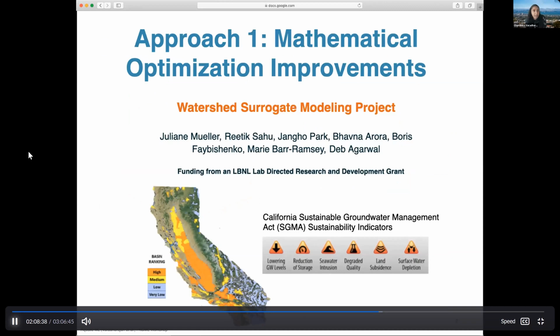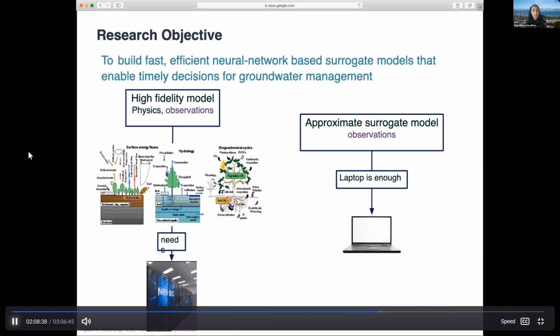This research was motivated by California's historic Sustainable Groundwater Management Act that requires local agencies to manage their groundwater sustainably and reduce undesirable impacts. Although some parts of the state, such as the Central Valley, have decades of work building multi-physics, multi-scale models, most other parts of California don't have such models available, and typically the smaller agencies don't even have access to supercomputer resources. So our research objective here was to build fast, efficient neural network-based models that could replace these computationally expensive, high-fidelity models to enable stakeholders to make timely decisions for groundwater management just on their laptops.